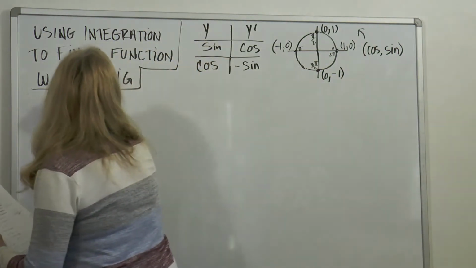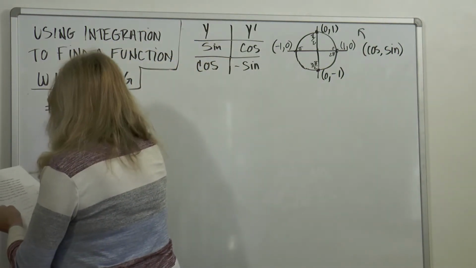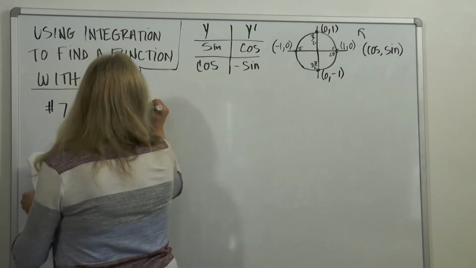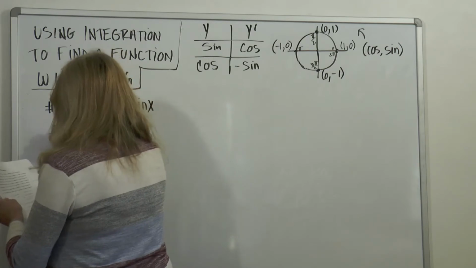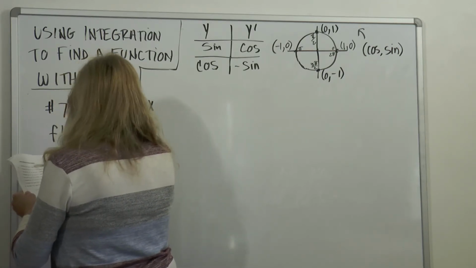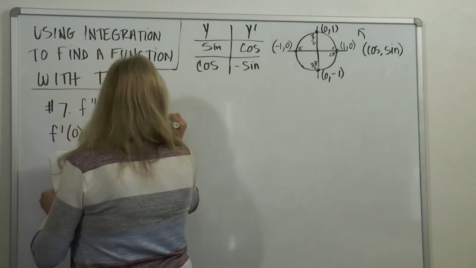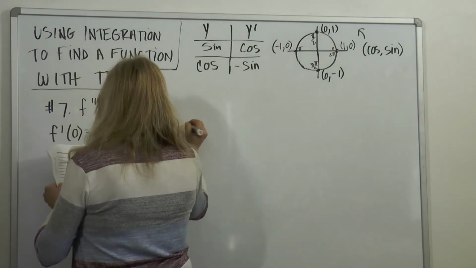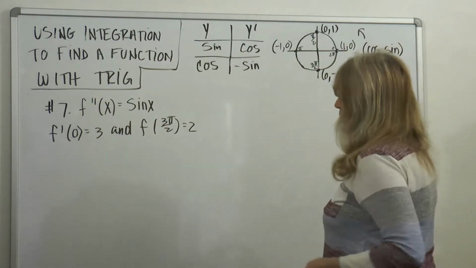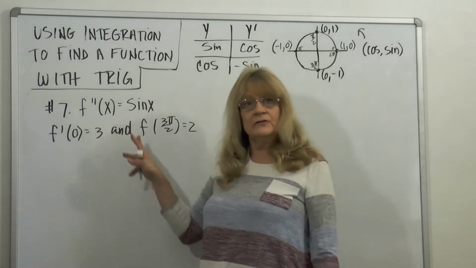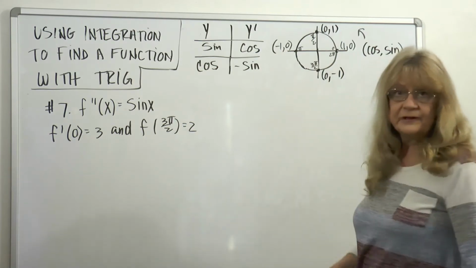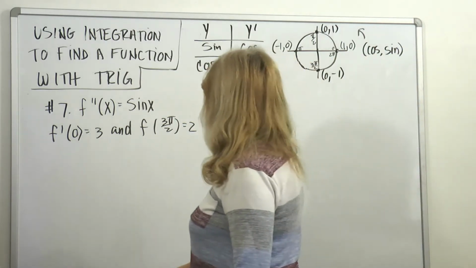So going back to this sheet, we have problem number 7. We have f double prime of x equals sine x, and f prime of 0 equals 3, and f of 3 pi over 2 equals 2. Okay, so while 0 is your friend when you're not doing trig, because it makes it super easy, you're going to have to still go back up to here whenever you're dealing with the trig stuff.